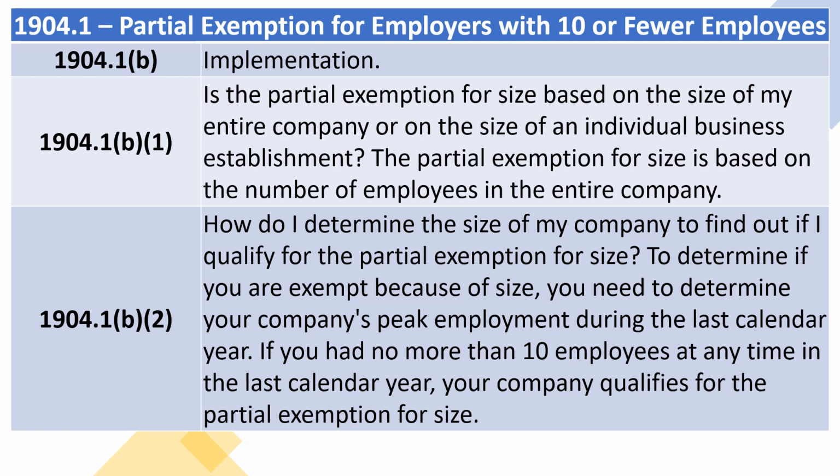1904.1 B.2. How do I determine the size of my company to find out if I qualify for the partial exemption for size? To determine if you are exempt because of size, you need to determine your company's peak employment during the last calendar year. If you had no more than 10 employees at any time in the last calendar year, your company qualifies for the partial exemption for size.